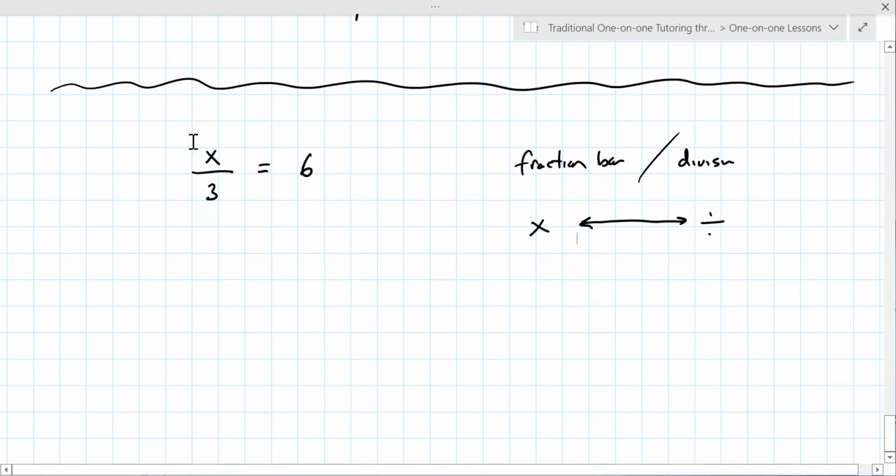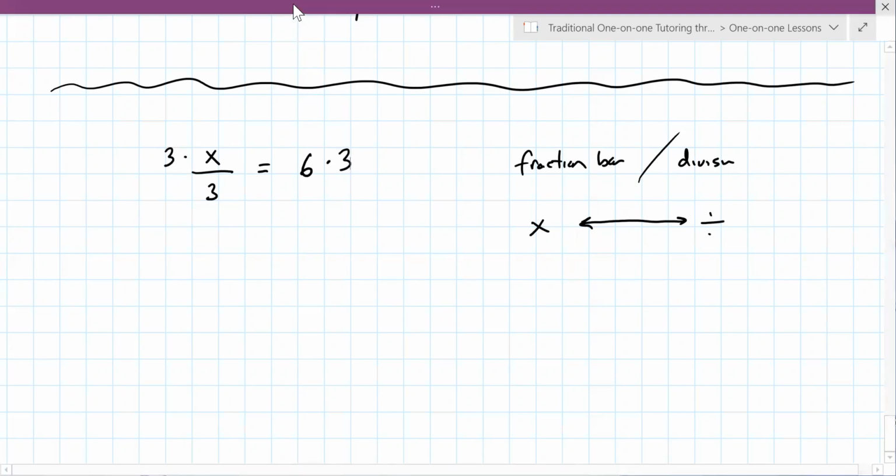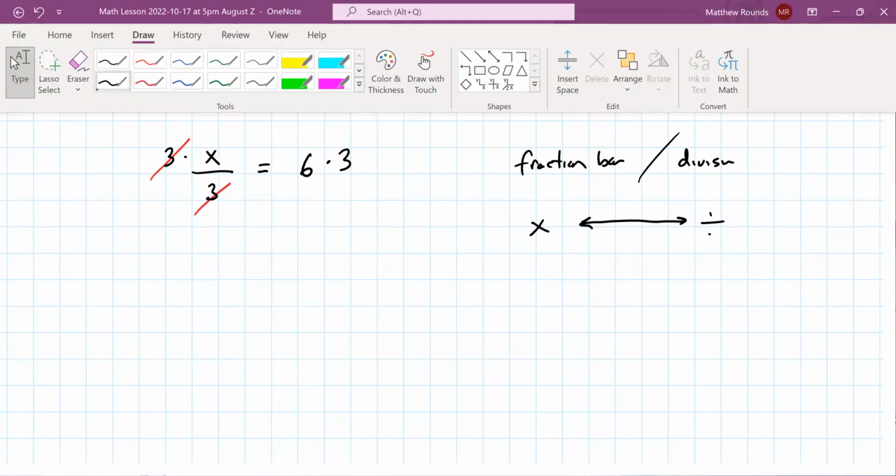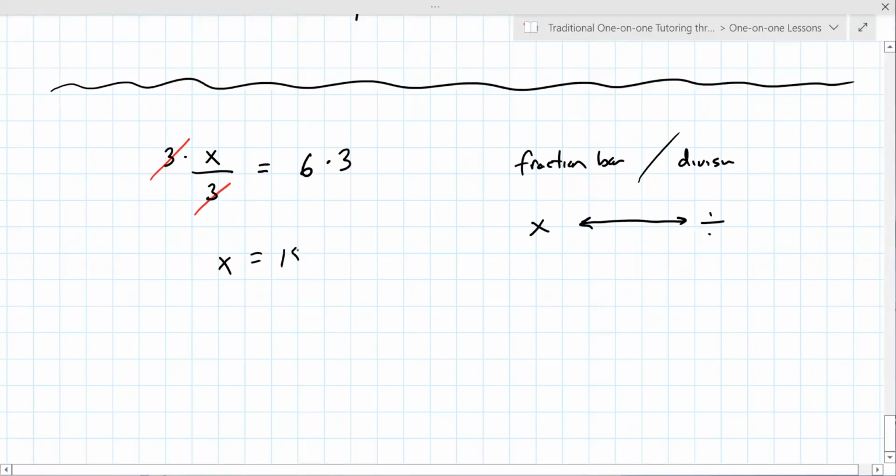And again, you focus on the side with x. So if you're dividing by 3, you should multiply by 3 on both sides of the equation. Now on the left here, the 3 times 3 cancel. x is 9. Okay, so then this side is going to be 3 times 6, which is 18. Yes.